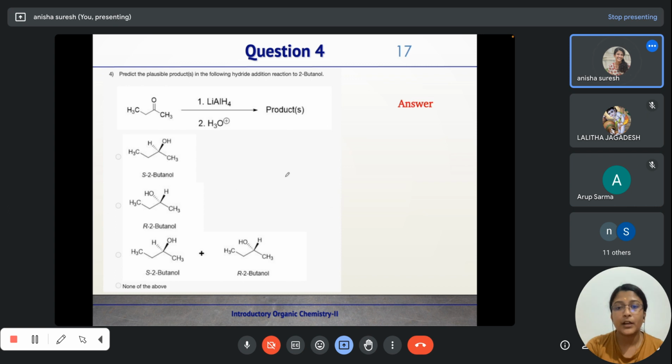Now, so the answer will be C. We will be getting both S-2-butanol and R-2-butanol.